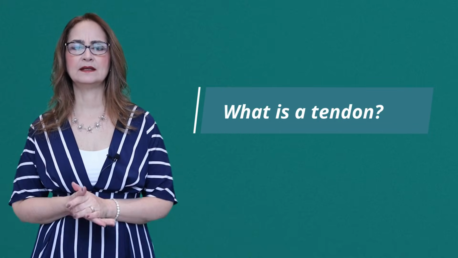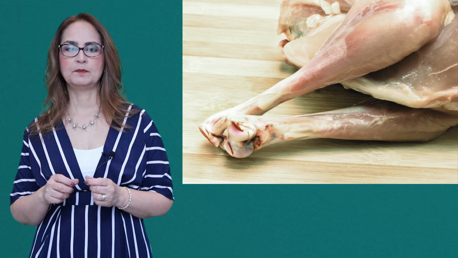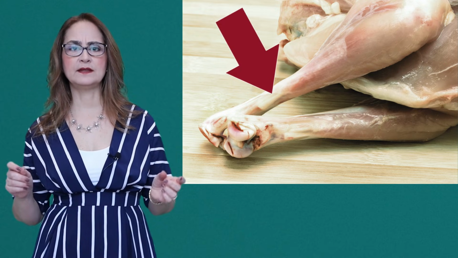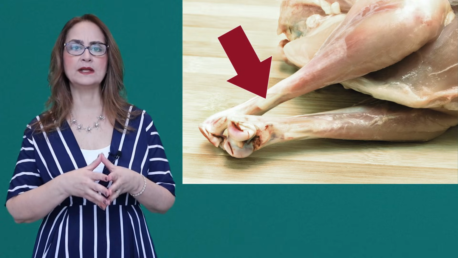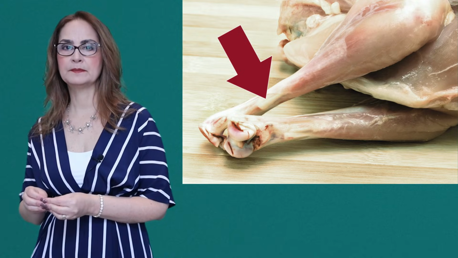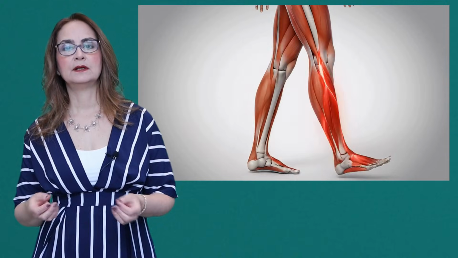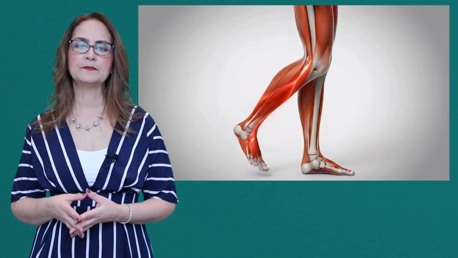What is a tendon? Tendons are structures that connect the muscle to the bone. Next time you see a chicken drumstick, pay attention to the tendon structure. It is this white, thick and round structure between the red meat, the muscle, and the bone. It enables the muscle contraction to move the bone and do the joint movement.